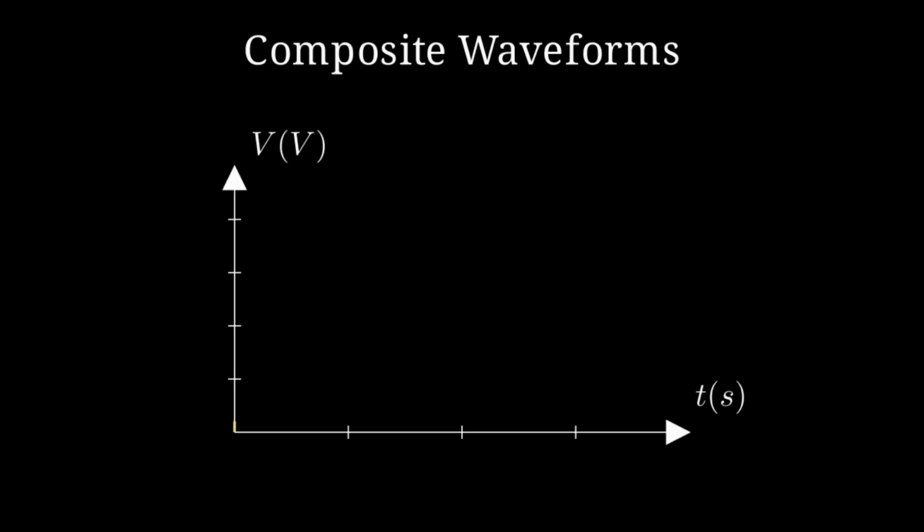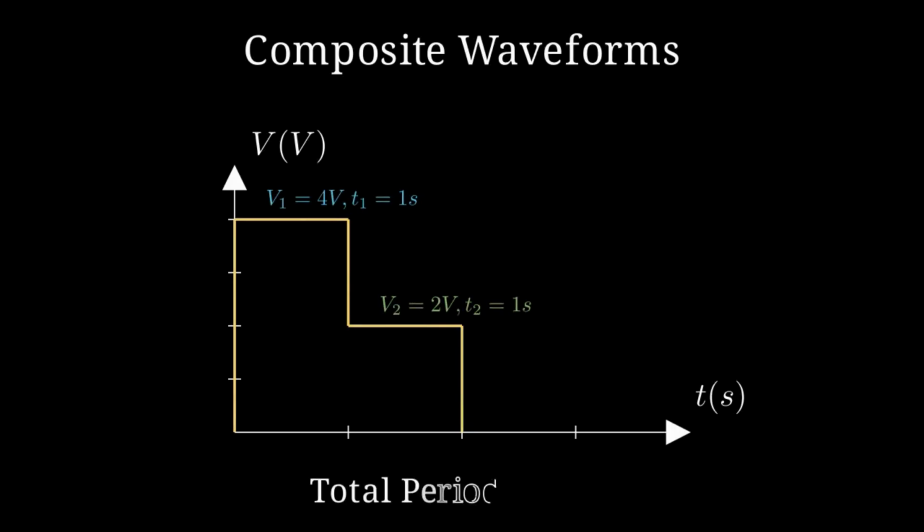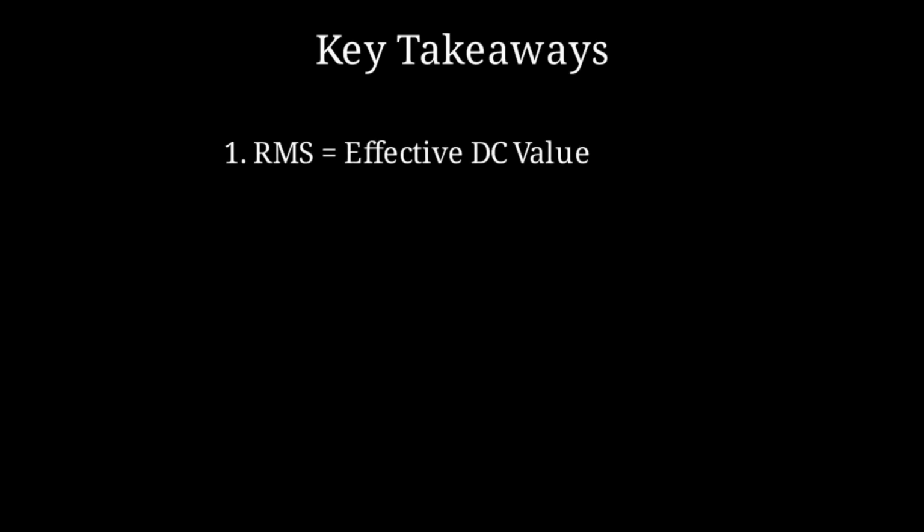What if the wave is a combination of different levels? For composite rectangular waves, we don't need calculus. We can simply sum the squared values multiplied by their respective time intervals and then divide by the total period. The average of these over the 2-second period is 10.